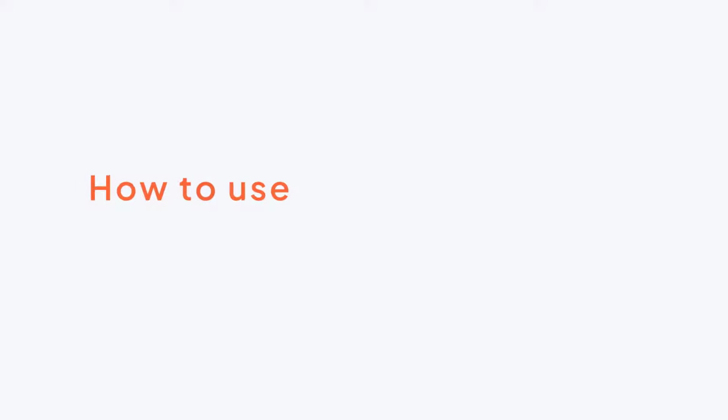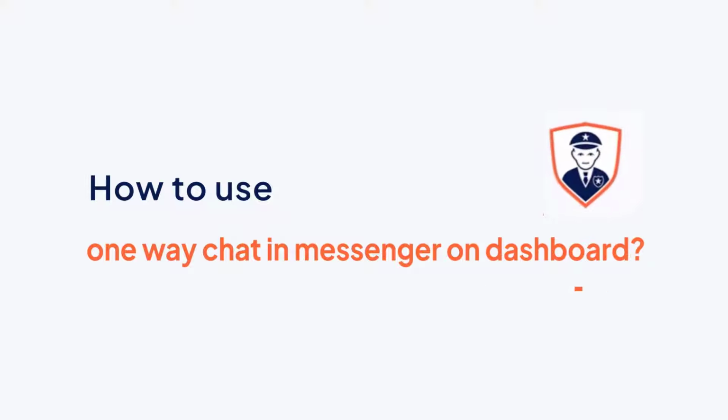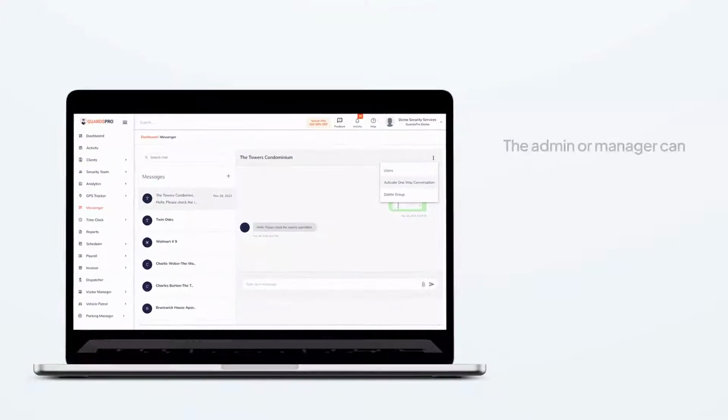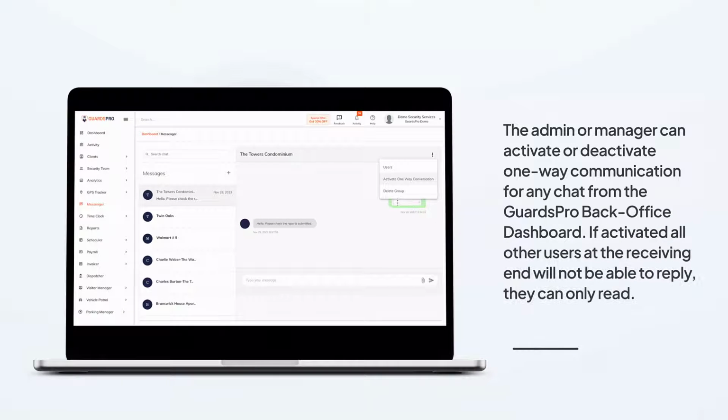In this video, we are going to show you how to use one-way chat in Messenger on dashboard. The admin or manager can activate or deactivate one-way communication for any chat from the GuardsPro backoffice dashboard. If activated, all other users at the receiving end will not be able to reply, they can only read.